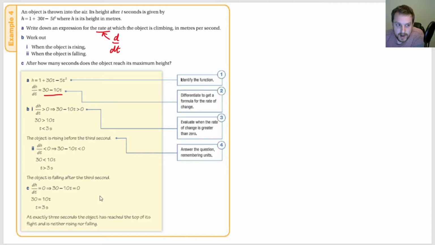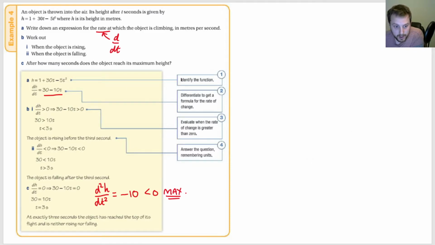There is a little bit more to it, because you'd need to do d2h by dt squared, which the book kind of neglects, because you want to show that it's actually a maximum. But the point is that that's just minus 10, isn't it? So that's definitely a maximum then. But of course we know it's a maximum as well just by looking.